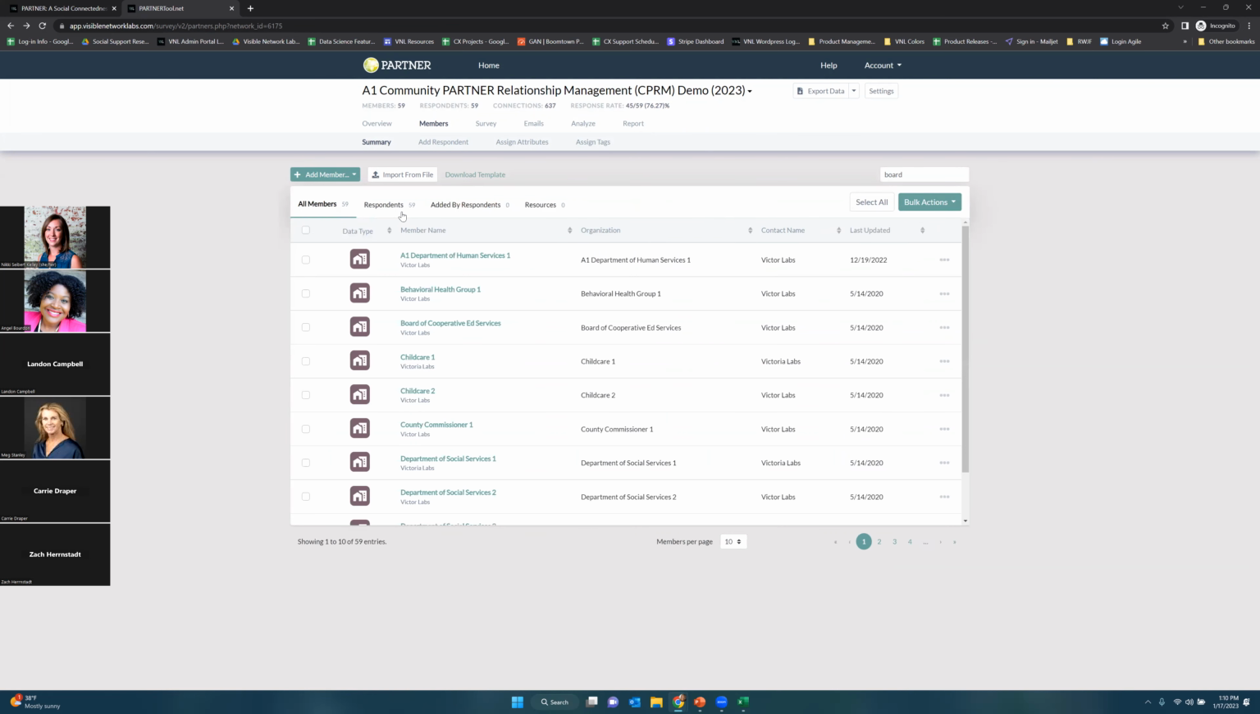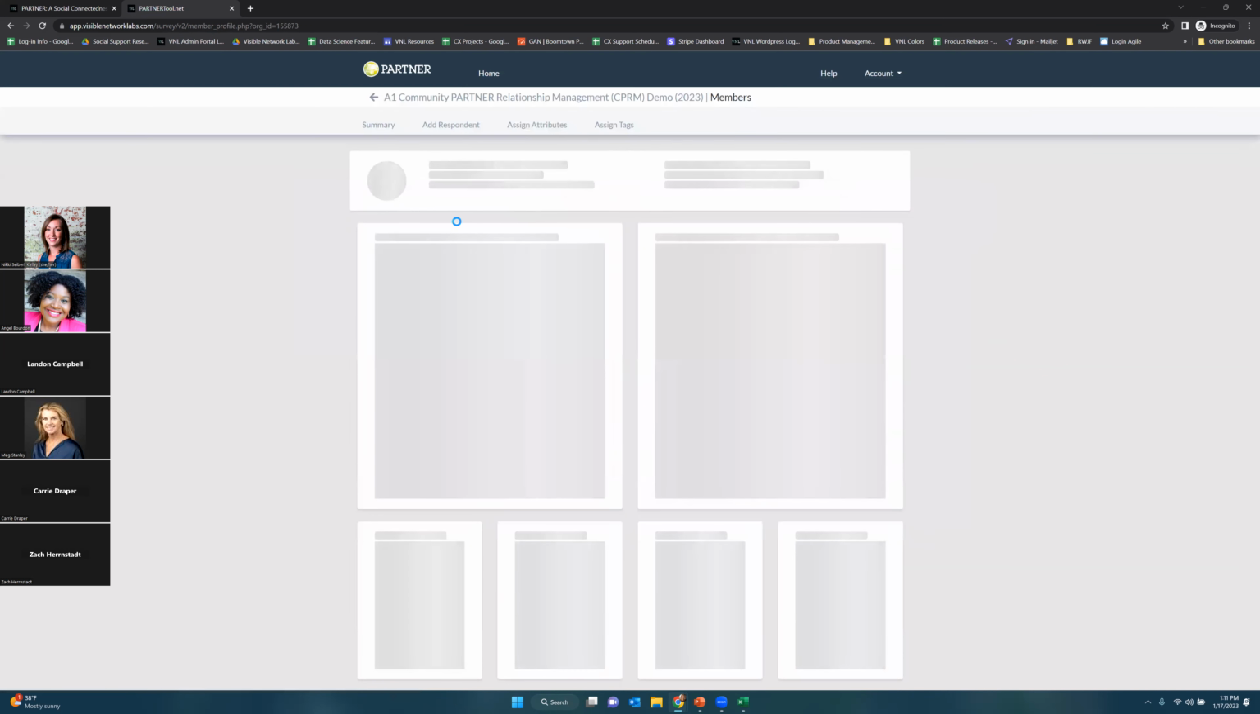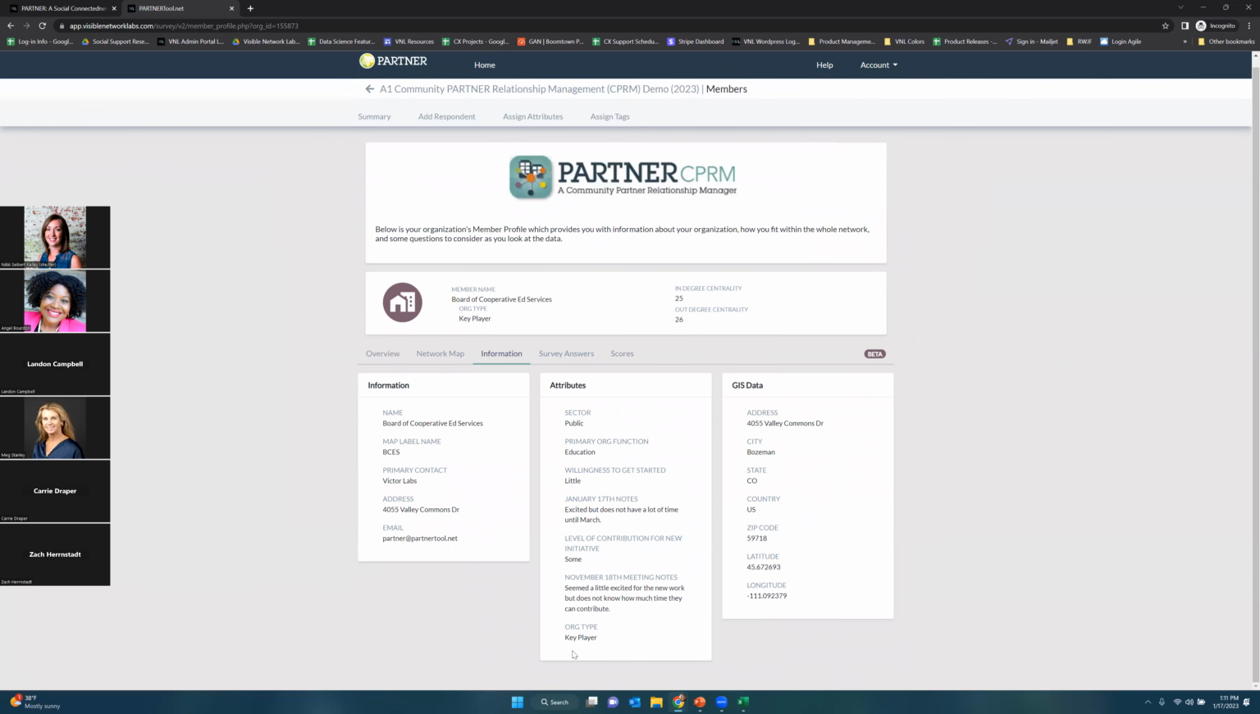And so then when I go back to the member profile, if I click on it right here, once it loads real quick, it will show up under the information for that organization. So it's tracking now. I have my notes from all of my different meetings with them. They're still excited, but they don't know how much time they can contribute. Now they're still excited, but they don't have time till March, right? So now we have more information.